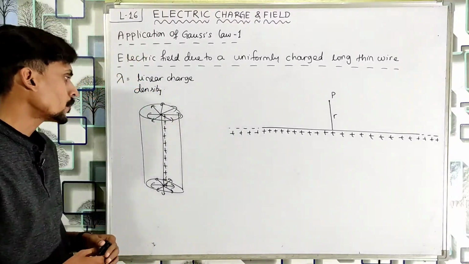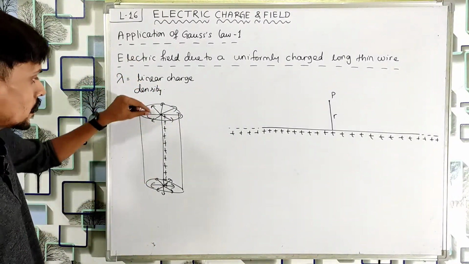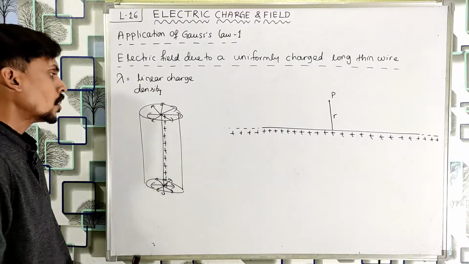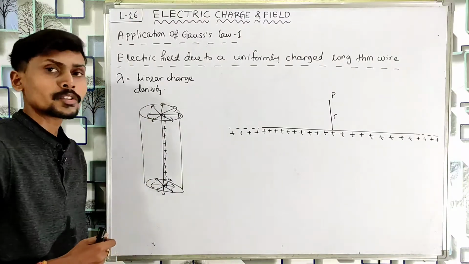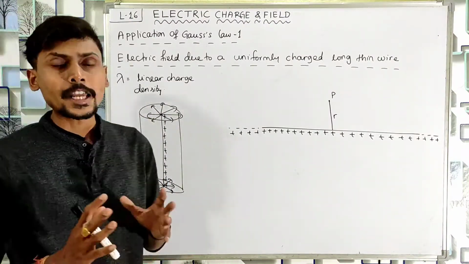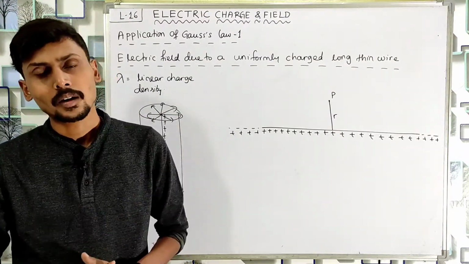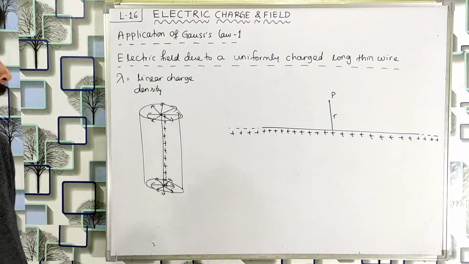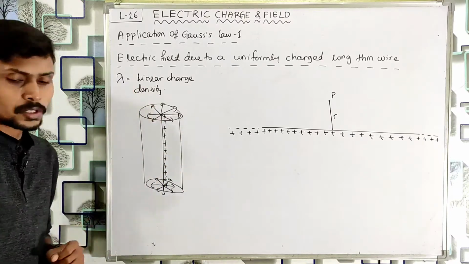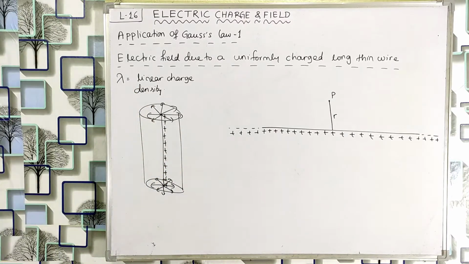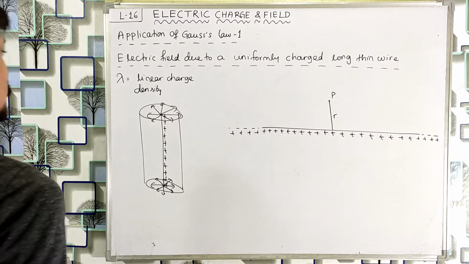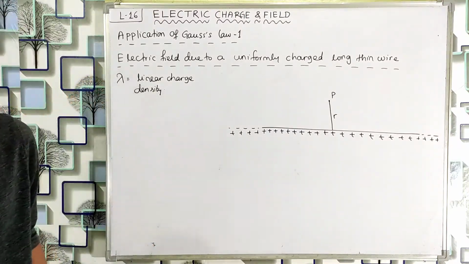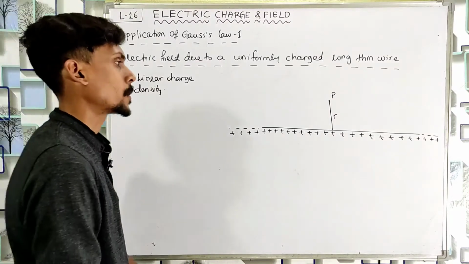So if we have a cylinder and the wire is on the axis of the cylinder, then all the points on the curved surface of the cylinder are equidistant from the wire. Okay, so we saw that the cylindrical Gaussian surface symmetrically encloses this charged wire. So we have to choose a cylindrical Gaussian surface.